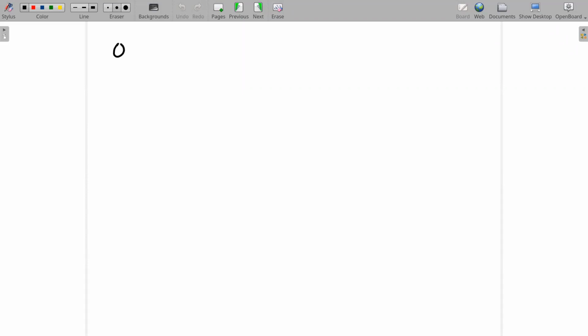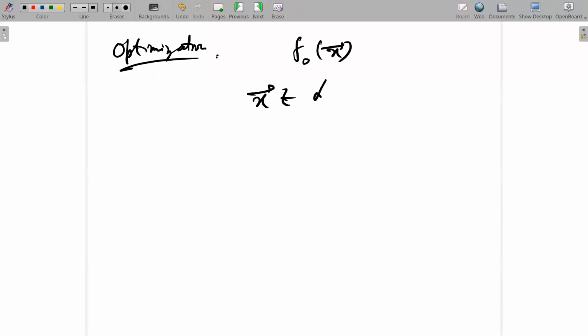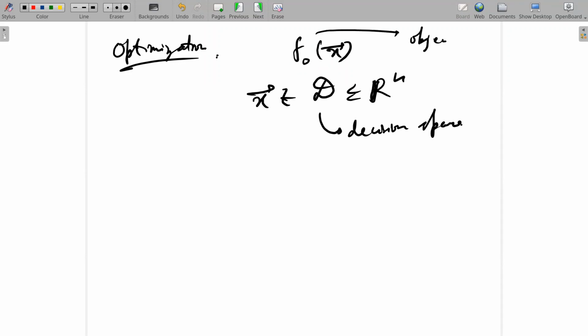So in fact, whatever we have seen, generally, this is taking us back to our first lecture where we said optimization is a very broad term, right? So in optimization, you have this objective function on some space, and X belongs to some D in Rn. So this is my decision space. And this is my objective function. And I want to minimize this.